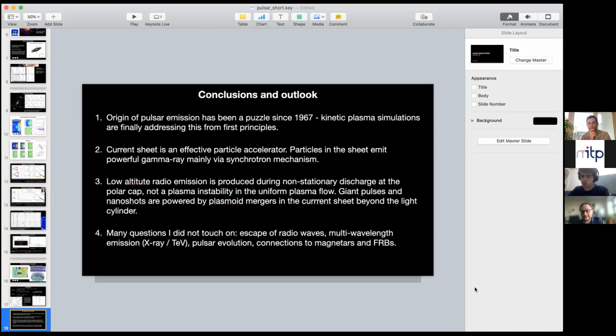Long before, there have been speculations about how the energetic ions affect the termination shock when the pulsar wind hits the interstellar medium. But in terms of the dynamics of the magnetosphere, I'm not sure this has any interesting effect. Okay, thank you. I appreciate that.